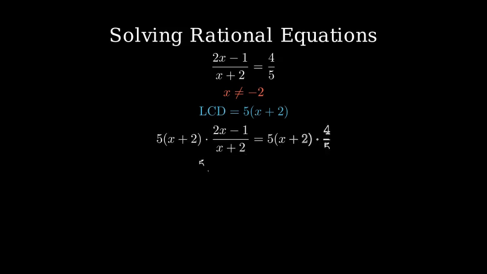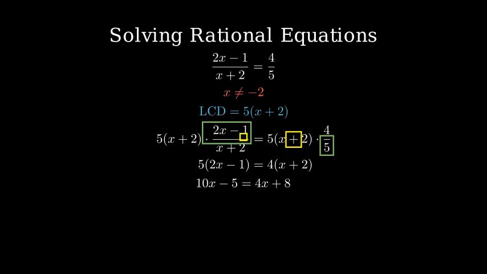On the left side, when we multiply by 5, the x + 2 terms will cancel out, leaving us with just 5 times the quantity (2x - 1). On the right side, when we multiply by x + 2, the 5's will cancel, leaving us with 4 times the quantity (x + 2). Let's distribute on both sides.